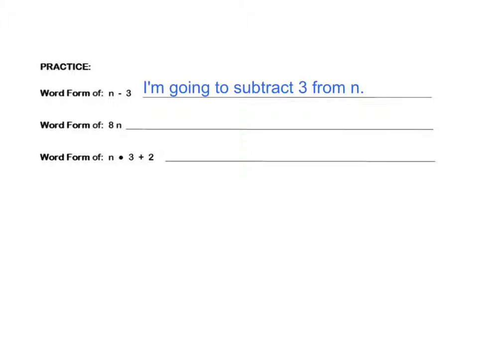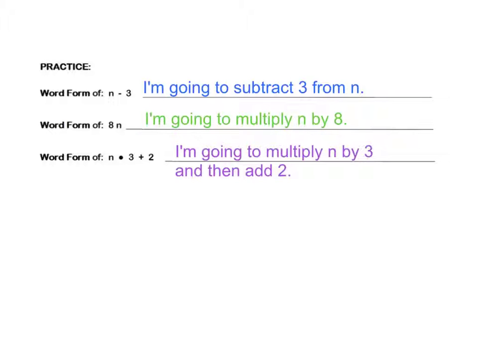So just to give you a little check right here. I'm going to do what? I'm going to subtract 3 from n. All right, so to recap and to check, the first one is I'm going to subtract 3 from n. The second one, I'm going to multiply n by 8. And this third one is a little bit longer. I'm going to multiply n by 3 and then add 2. So flip to the back side.